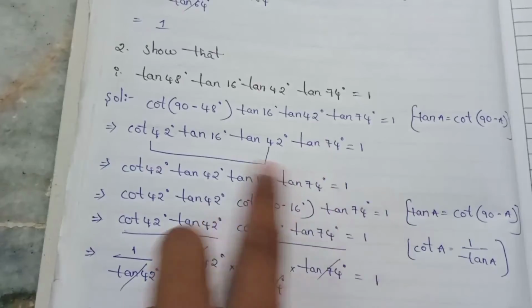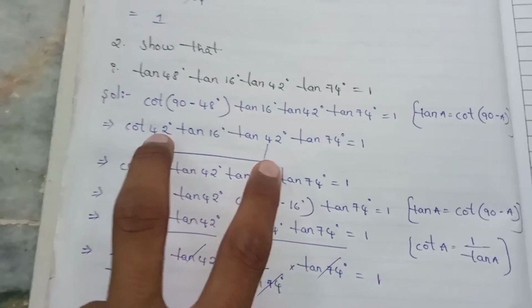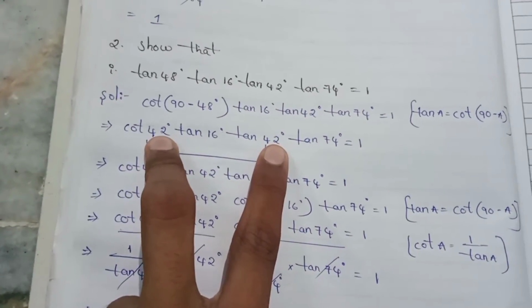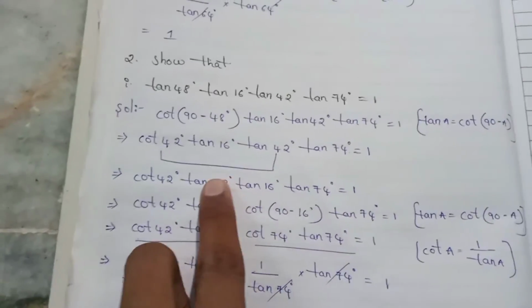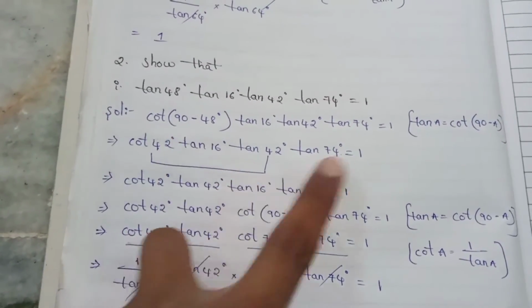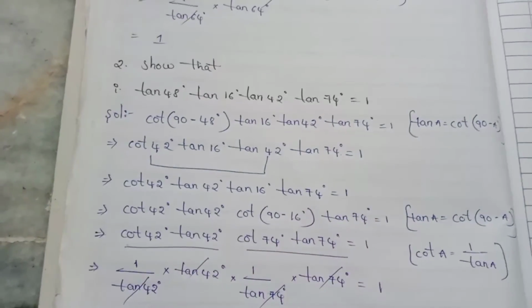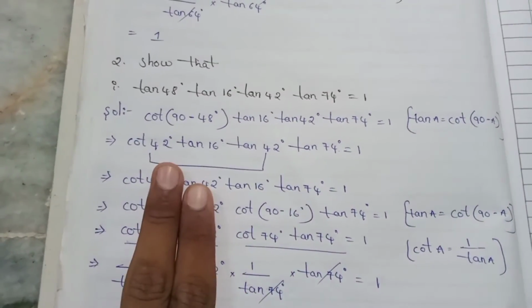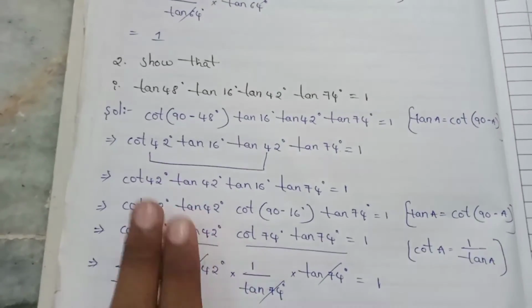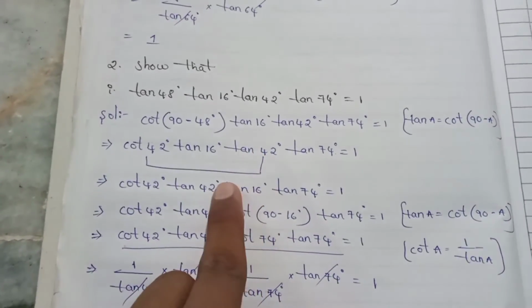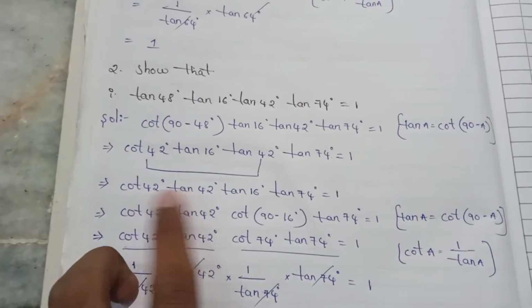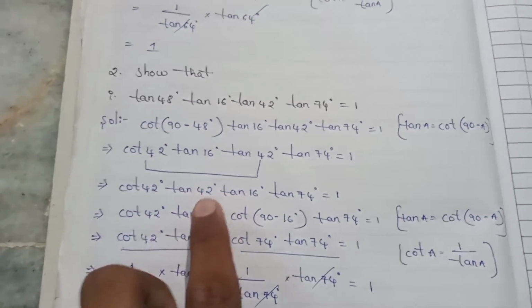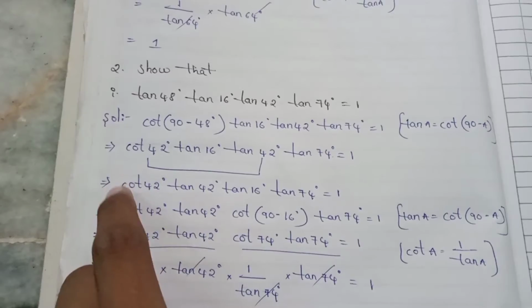In these, which are related here? See, the 42 degrees are related. Let us take them separately: cot 42 degrees, tan 42 degrees, tan 16 degrees, tan 74 degrees is equal to 1. Now, take these beside. These two are completed now. These two are equal, see, the angles are equal. Afterwards, we can solve this.